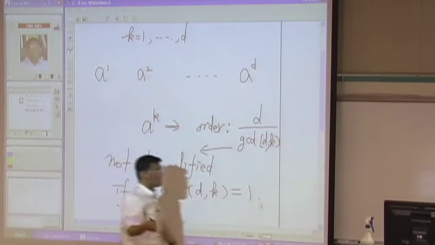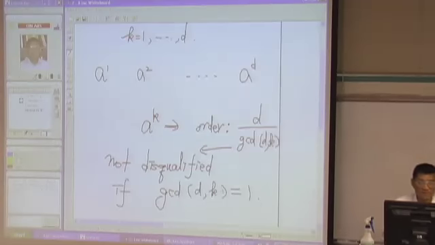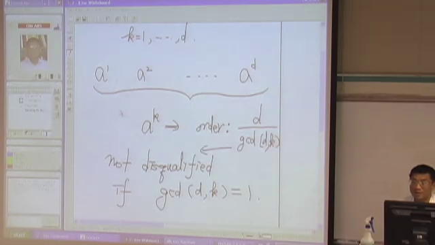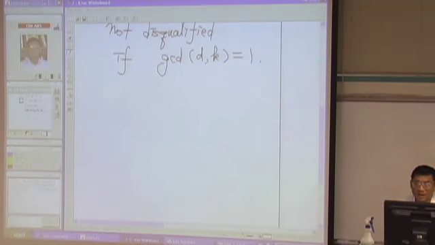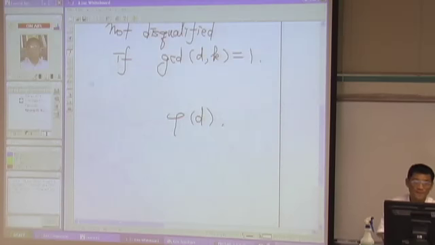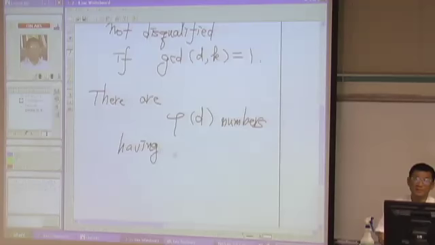So among these D numbers, how many, among these incongruent numbers, how many has GCD equal to 1? By the definition, phi of D numbers, right? There are, by definition, phi of D numbers having this condition, right?